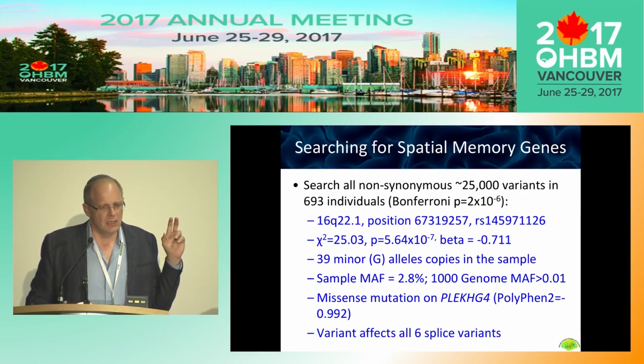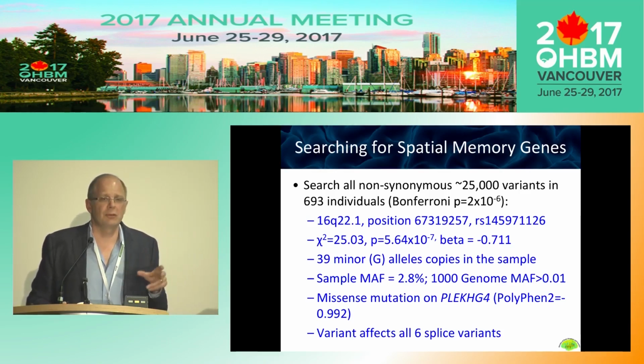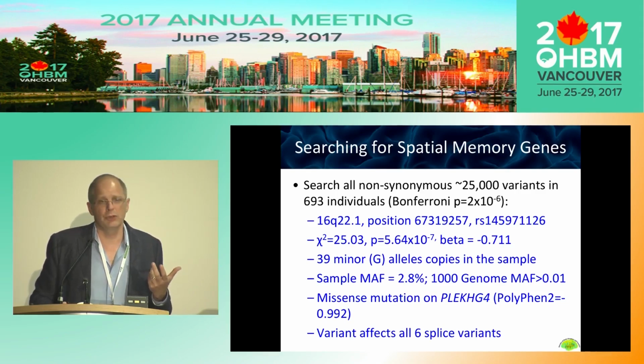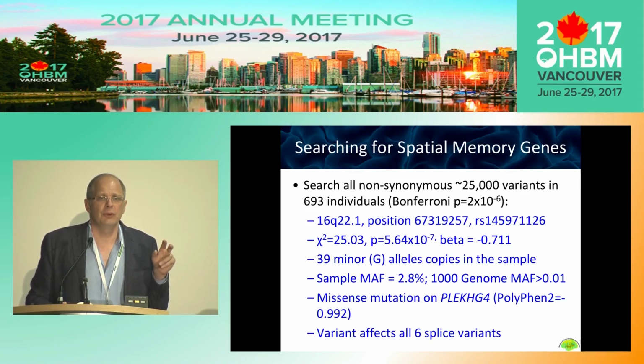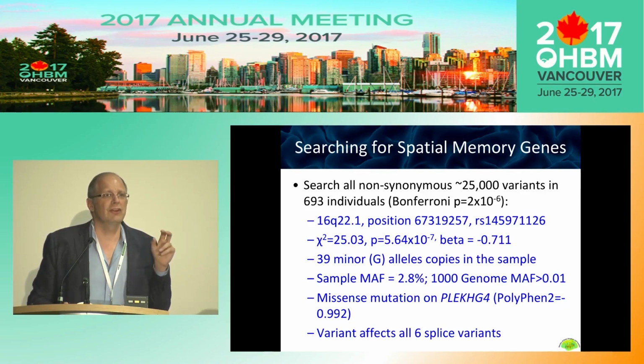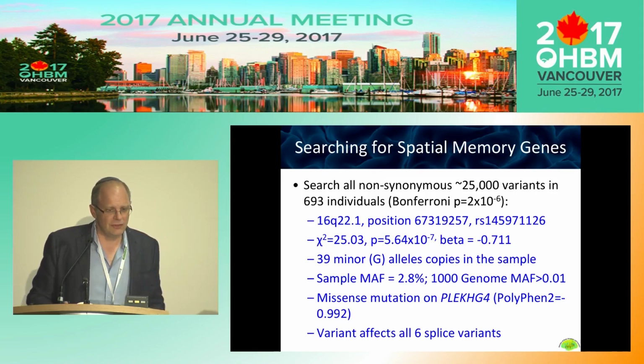Okay. What's interesting about this allele is that in our sample, about 2.8% of the people had it because we have big families, right? But in 1000 Genomes, the prevalence of this allele was less than 0.01, right? And we had 39 individuals who had it. That's why when you're trying to find rare things, it's useful to study families, because families share a lot of their genetics, and it's more likely you're going to find rare variation throughout. This is particularly associated with a missense mutation on PLEKHG4.